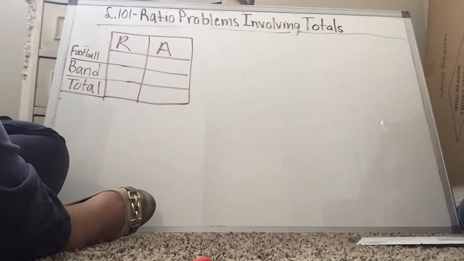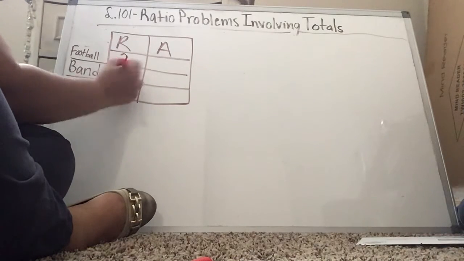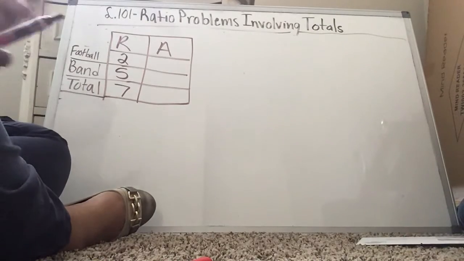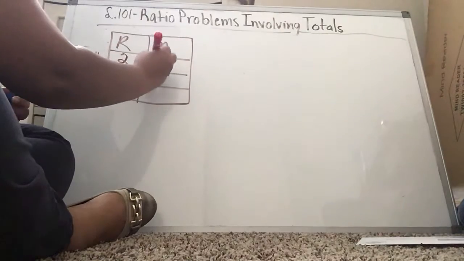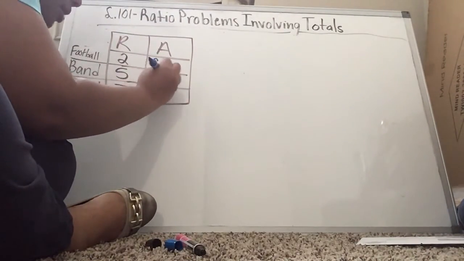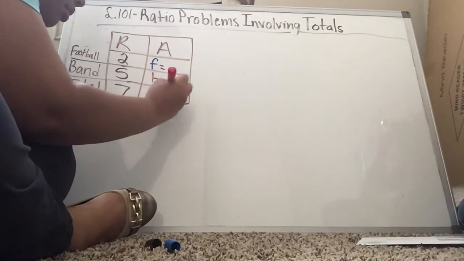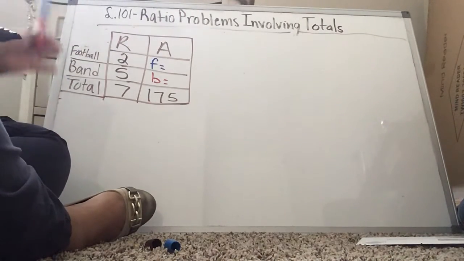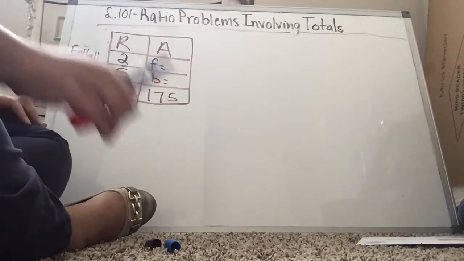But anyway, for every 2 football players, there are 5 marching band members for a ratio total of 7, because 2 plus 5 is 7. And we do not know the amount of football players, and we do not know the amount of marching band members. However, they did say that there was 175 people altogether. So we're going to use this information to form a proportion to find the amount of band members first.